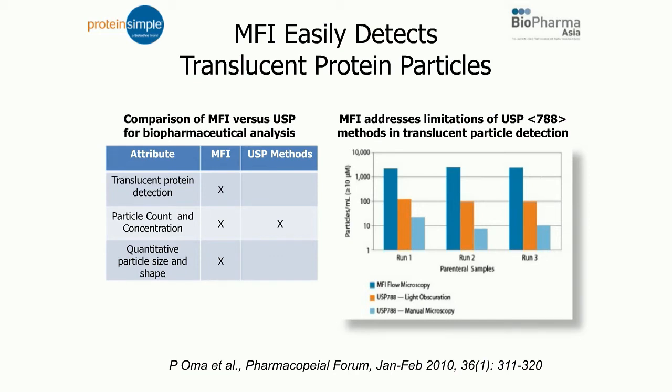So in summary, as compared to light obscuration, MFI really provides two very important attributes. One, the ability to detect translucent proteins, something that light obscuration really struggles to do, and two, the ability to provide a quantitative particle size and shape. So that morphology really allows you to understand the type of particle that's in your solution, and begin to understand what part of your process or formulation you should begin to focus on to reduce those particles or control them.